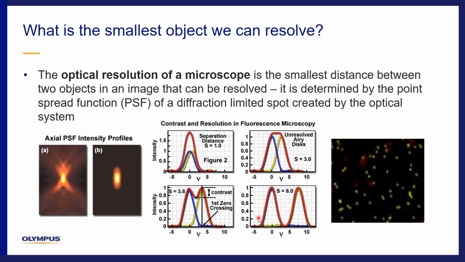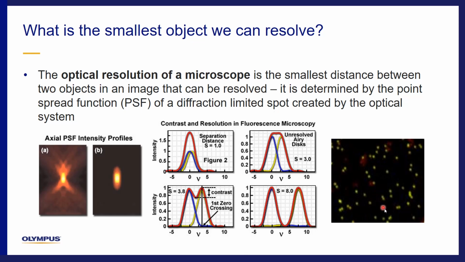A great way to depict this is looking at an image of sub-resolution beads. In this case, we're looking at 100 nanometer beads. Most microscopes can only see down to about 200 nanometers, so these are all smaller than what the microscope can resolve.